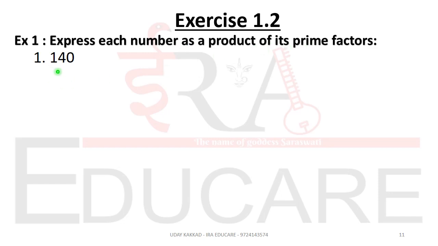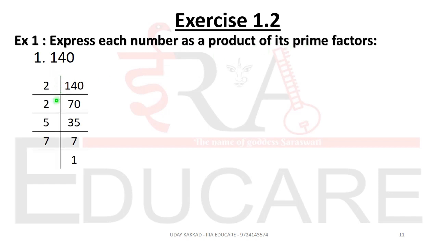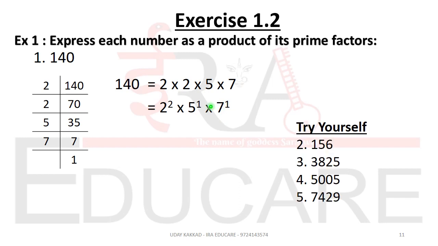First is 140. So now factorize 140. So you got it like this, right? Now just write this in our method. So 140 is equal to 2 2s are 4, okay, I write it here, right? Then 2, here 2 numbers are there, so 2 raised to 2. 5 is only 1, so 5 raised to 1, and 7 is only 1, so 7 raised to 1. So this is the product of its prime factors, right? So try it yourself, okay, second, third, fourth and fifth.